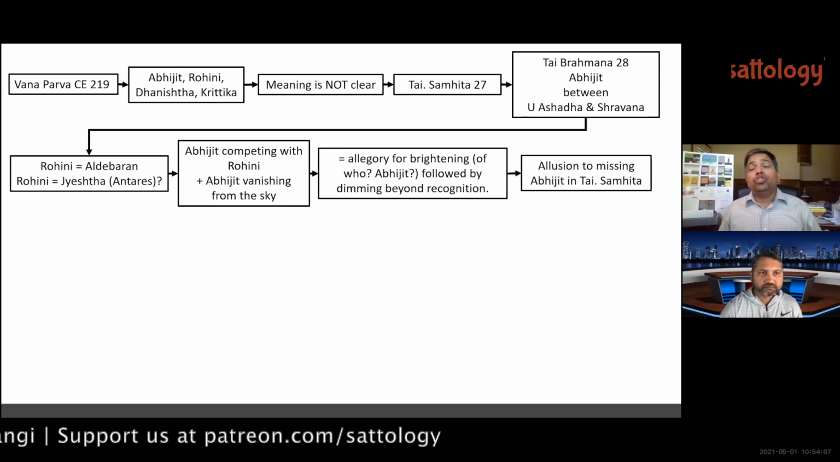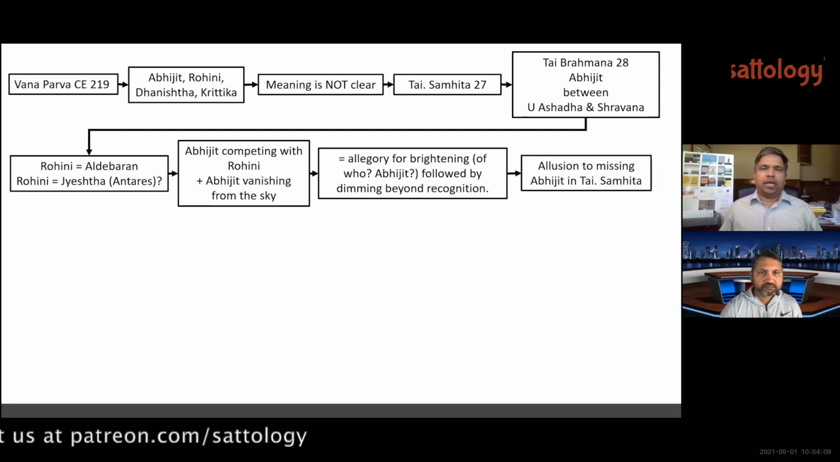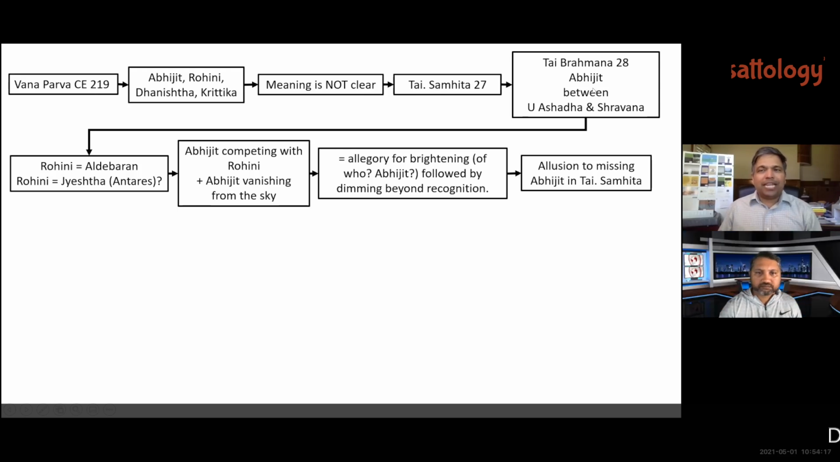Then he says allusion to missing Abhijit in Taittiriya Samhita. I'll give him a credit. What he's saying is, see, Taittiriya Samhita is referring to only 27 nakshatra and Abhijit is not mentioned. Taittiriya Brahmana is mentioning 28. So as if Taittiriya Samhita is giving allusion to missing Abhijit. Yeah, I would agree with that.